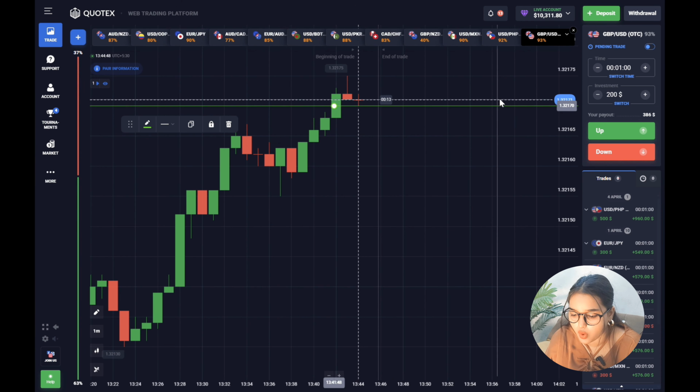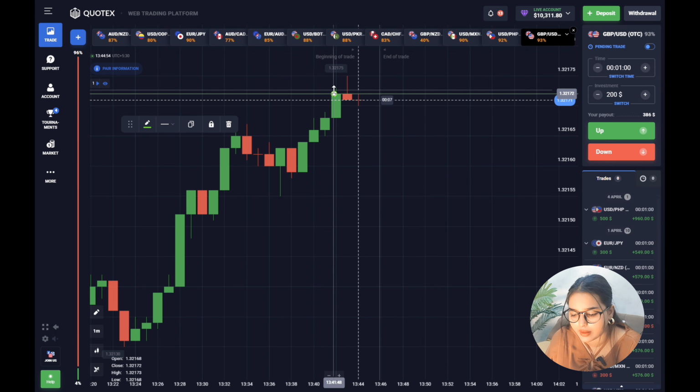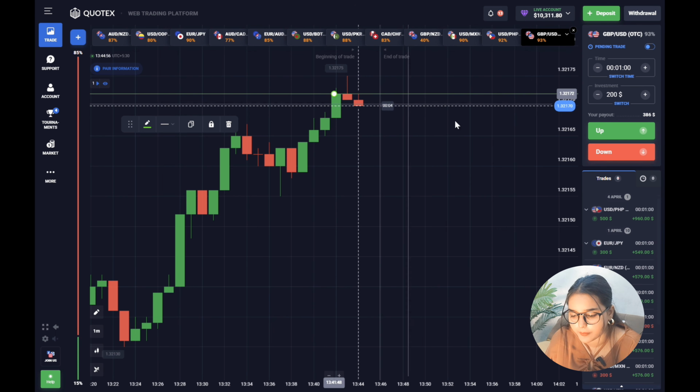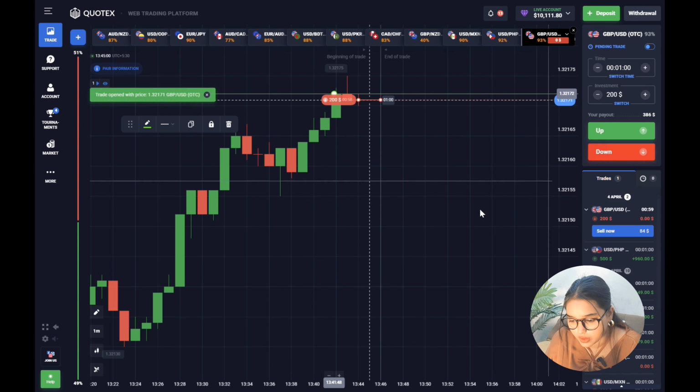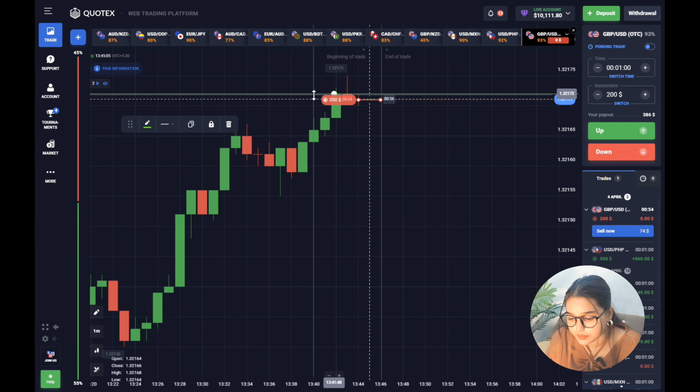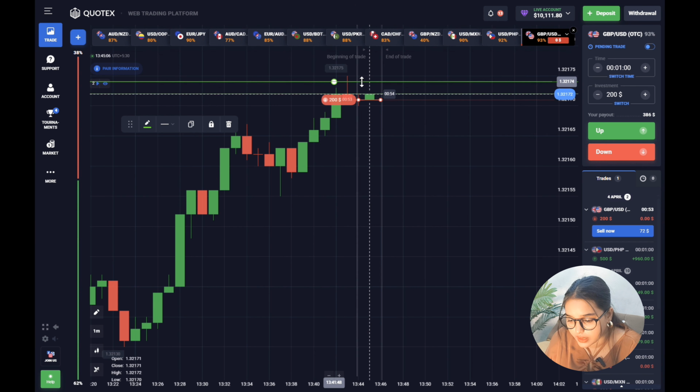Right here, I have taken a horizontal line. Now, where exactly will I place this horizontal line? I have tried to place it at the very top where there is a long wick. So here I can place a trade in the down direction. Here I have placed a $200 trade in the down direction. Now, based on the wick, I have also created a zone here.